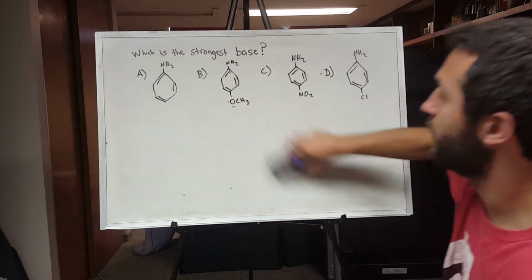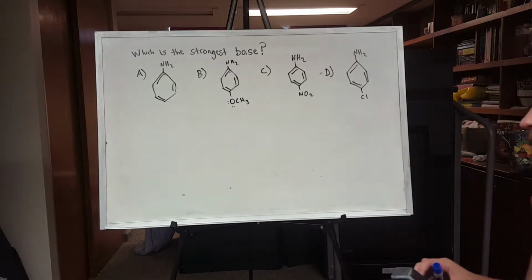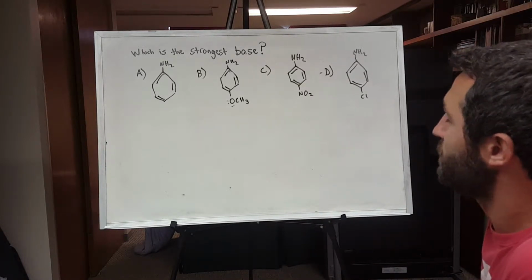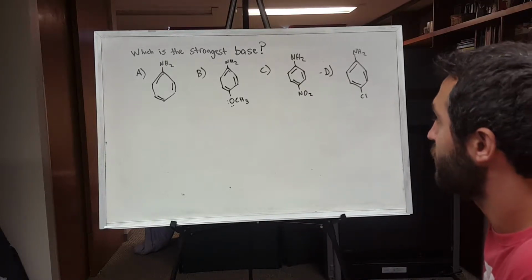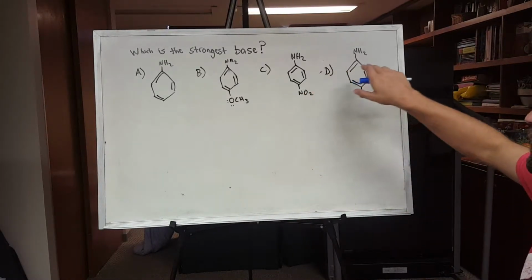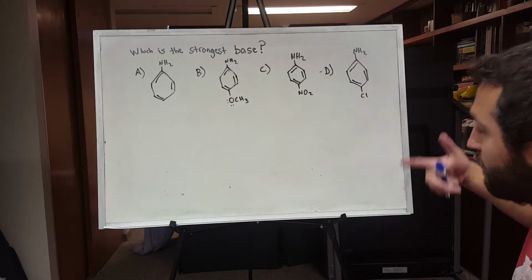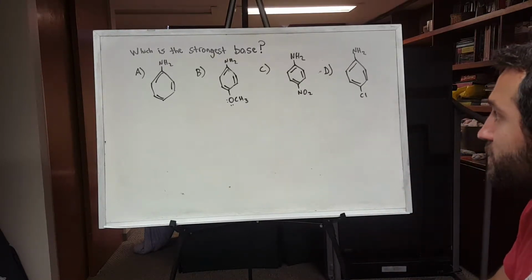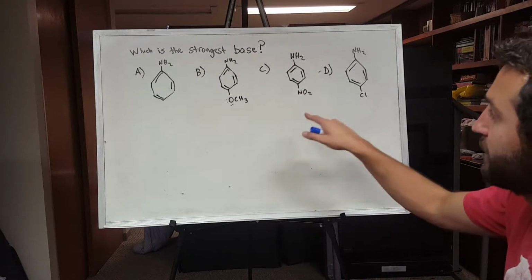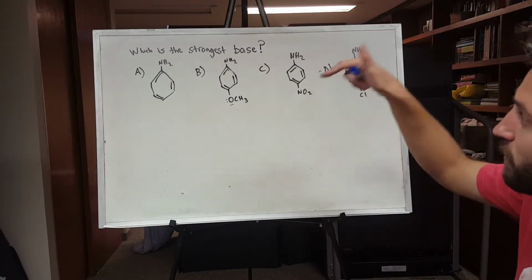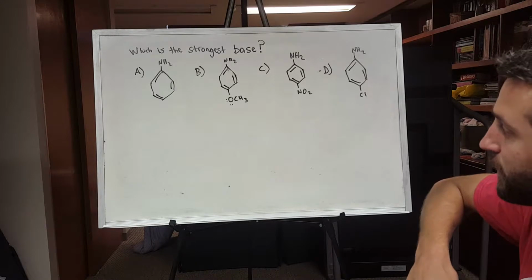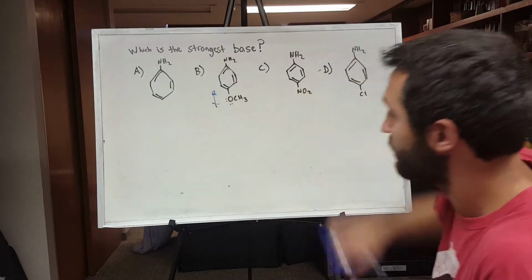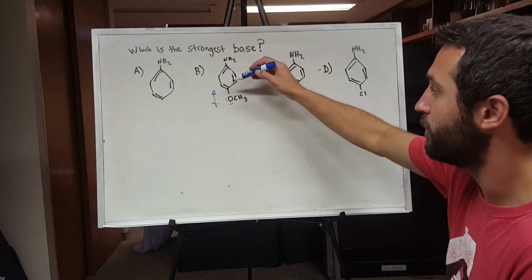We can show this through resonance structures, which I will do, or you can try to remember a few simple things. There are these aromatic, benzene rings. There are activating and deactivating substituents. Activating substituents will decrease the pKa. For example, this is an activating substituent. I'll show you why in a second with resonance.